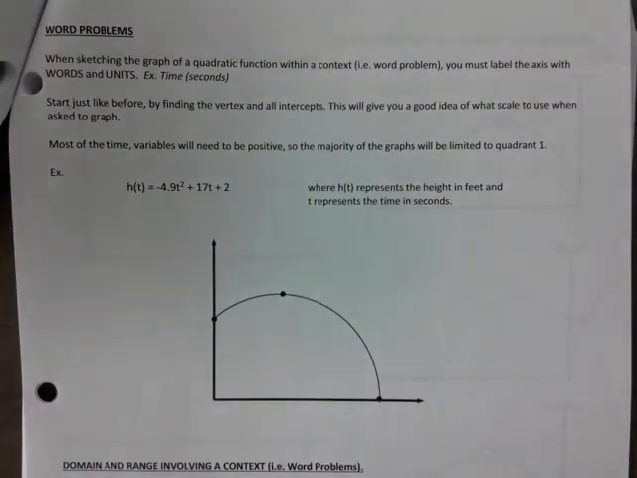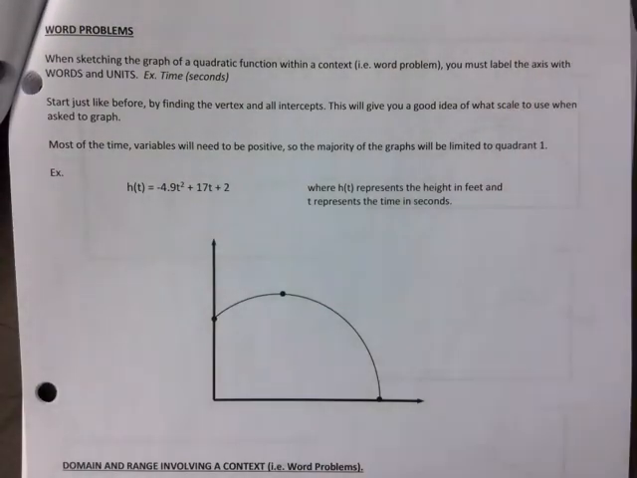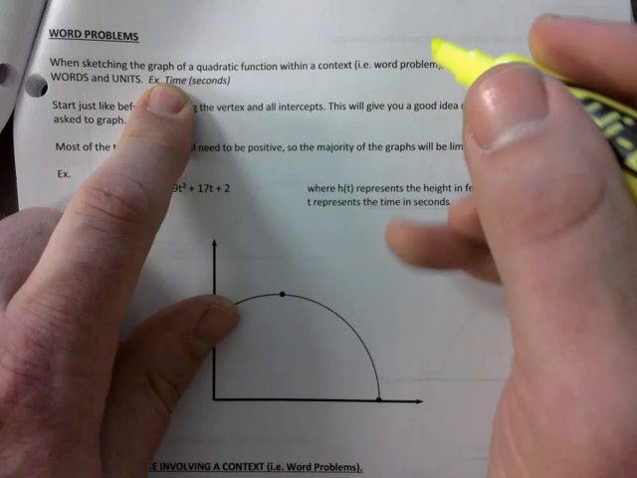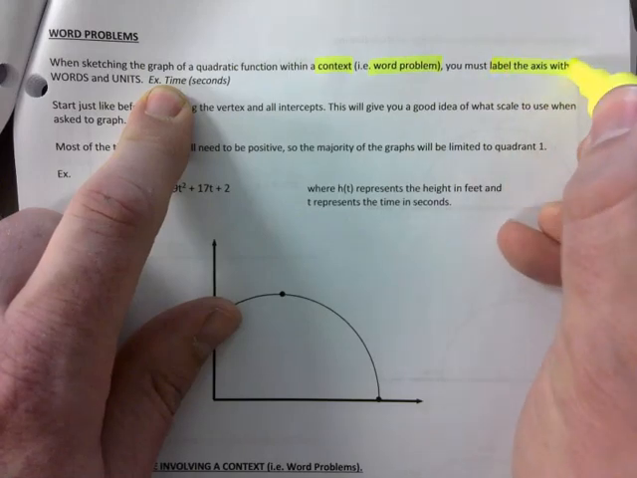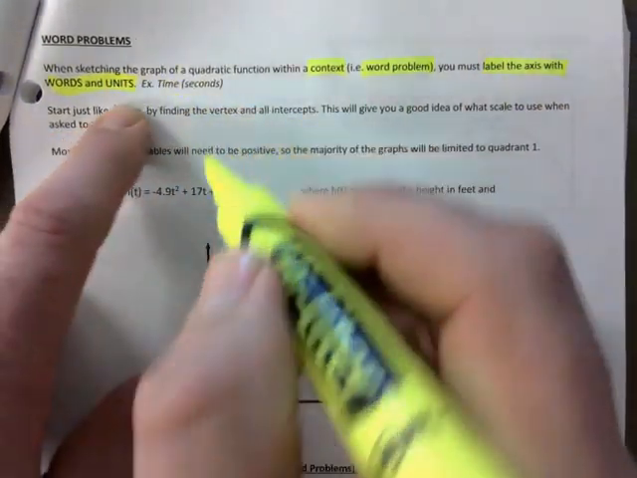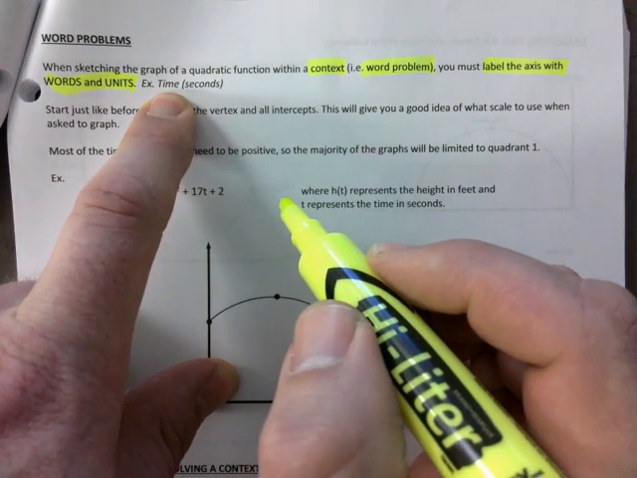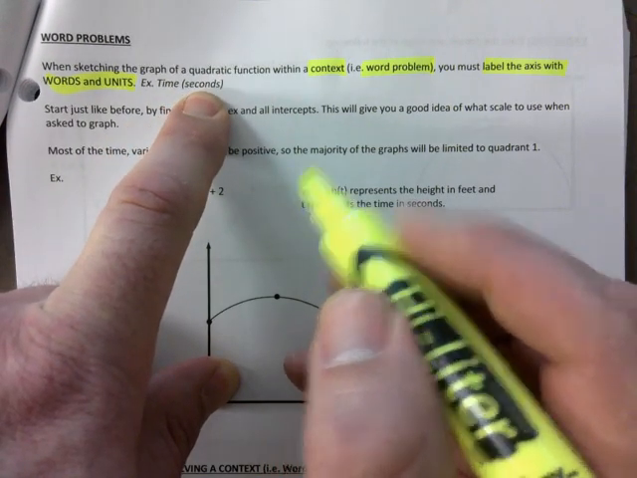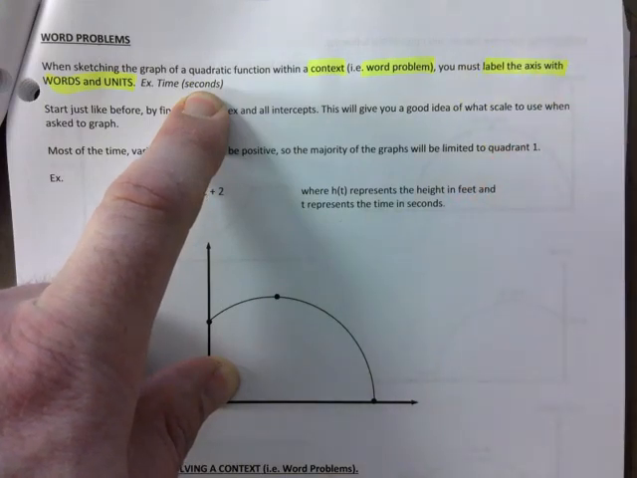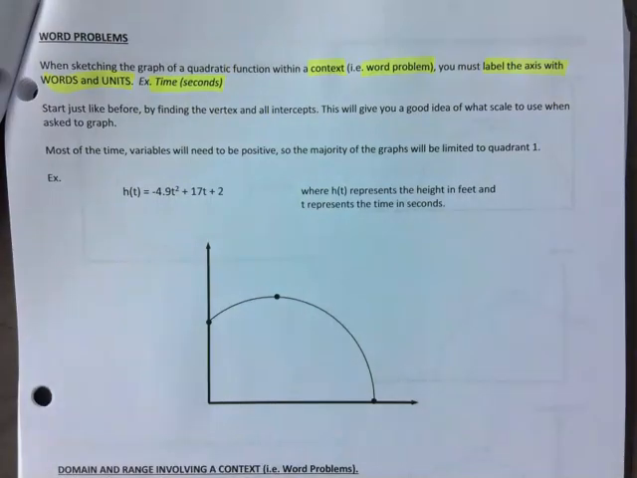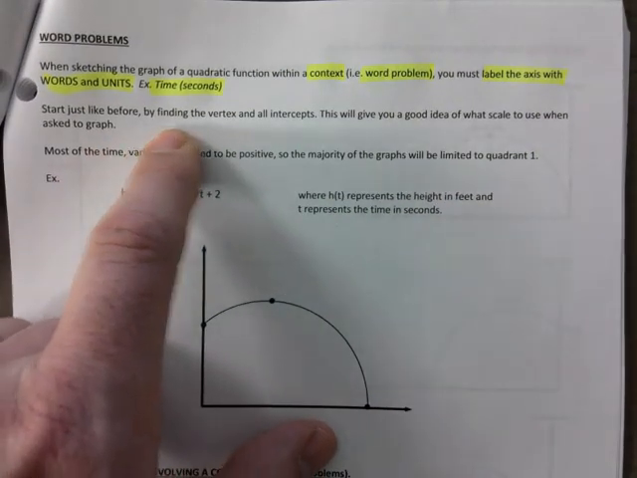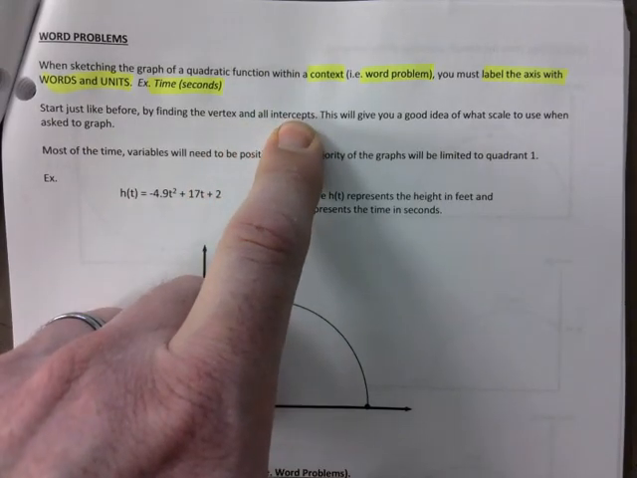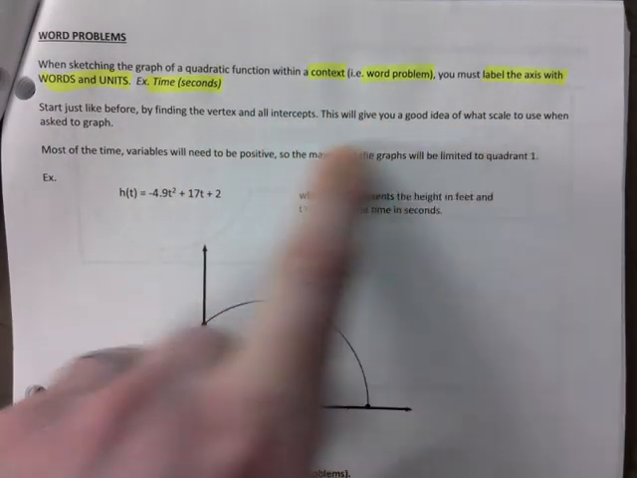Okay, so now things change. When you sketch a graph and it's a word problem, there's a context around it, and we need to label the axes with words and units. So if it's time along the x-axis, you also want to make sure to say what units: seconds, days, hours. Okay, so now we're not going to use x and y anymore. We're going to label it based on the context. Start just like before. You find the vertex, you find all the intercepts. This will give you a good idea what scale to use when asked to graph.